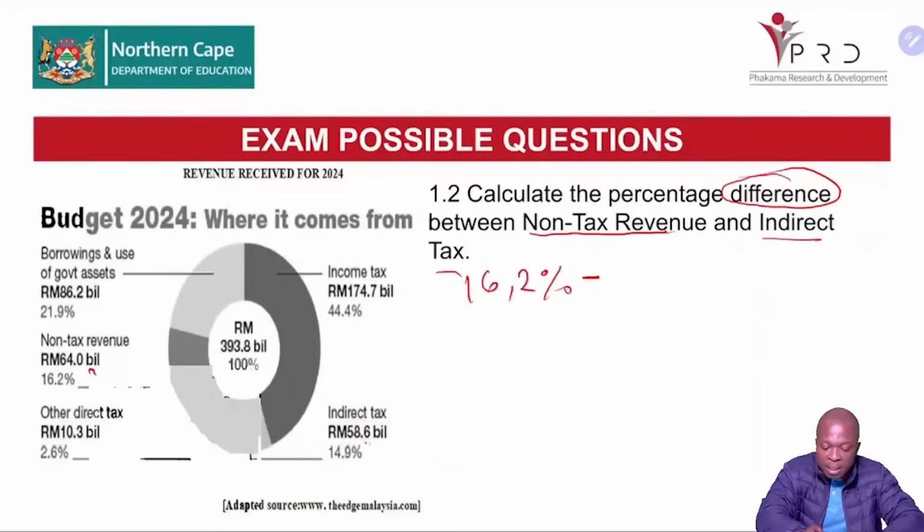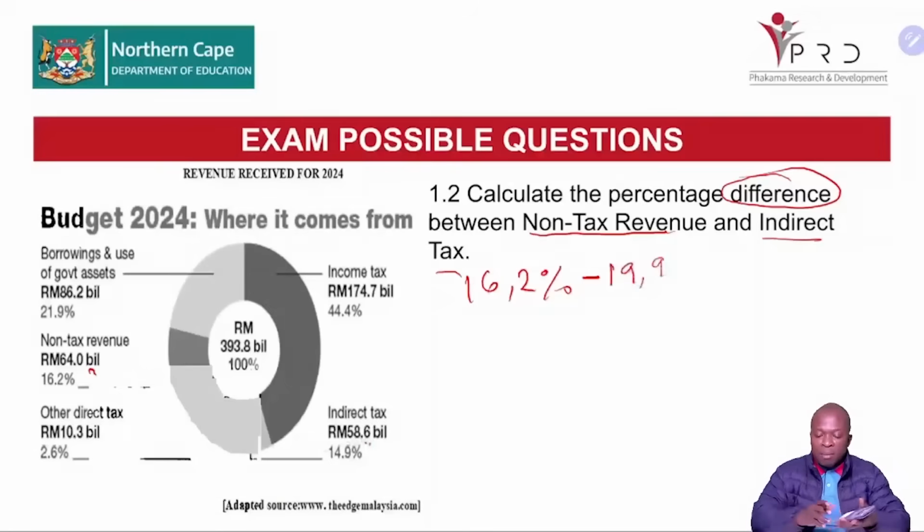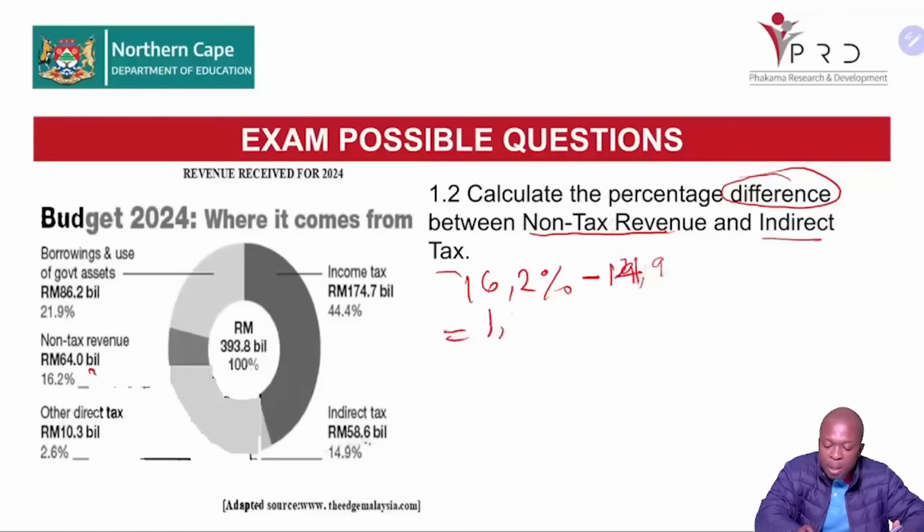Then you put the other one with the minus, which is the indirect. Here is our indirect. Do you see it? It is 14.9. So let's subtract: 16.2 minus 14.9, and that will give us 1.3. Then you put your percent.